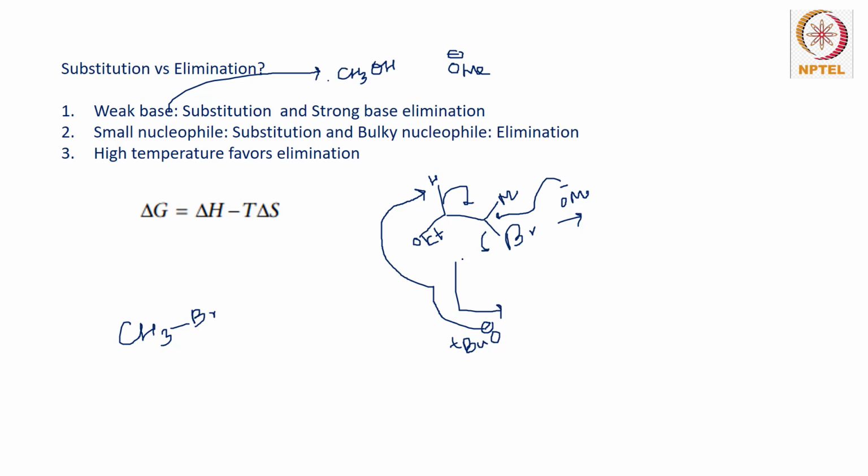If it is a small nucleophile, then it is substitution. Now high temperature always prefers elimination. This can be explained from this equation. From thermodynamics you know that the more negative del G is, the more favorable the reaction. Now in the case of a substitution reaction, from two substrates you are getting two products.